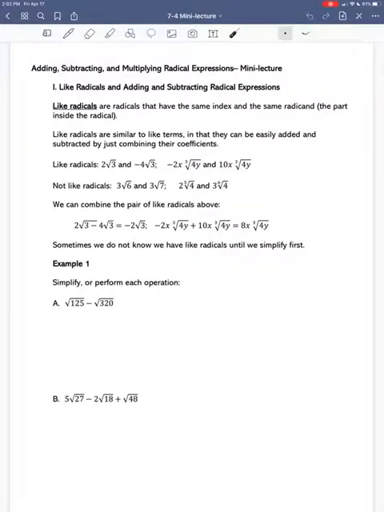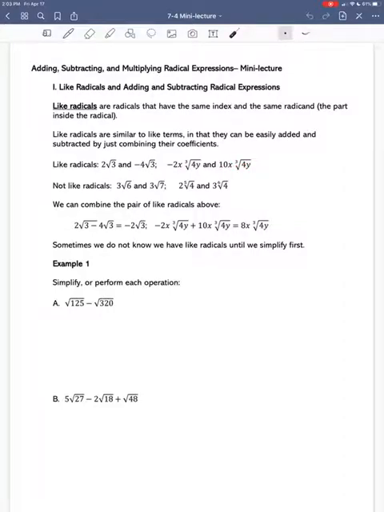Like radicals are very similar to what we had before with like terms, in that they can easily be added and subtracted by just combining their coefficients. So some examples of like radicals here, these first two both have just square root of 3. There's really a little index of 2 in each of those cases, and their radicands, the 3's, are the same. So those are like radicals. And here, negative 2x times the cube root of 4y and 10x times the cube root of 4y. Since they're both cube roots and the radicands are 4y, those are like radicals.